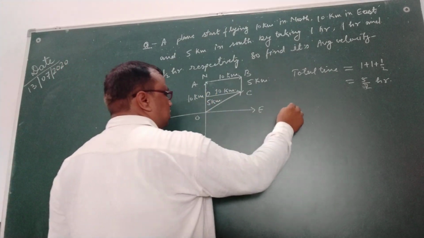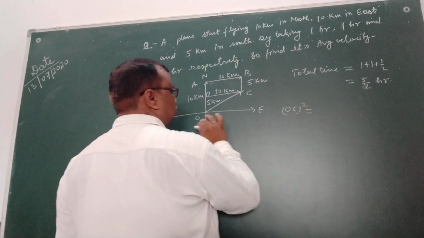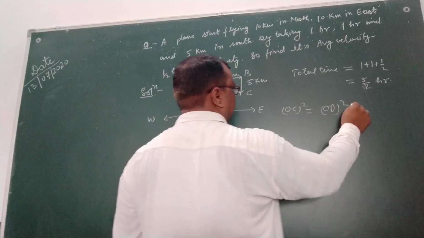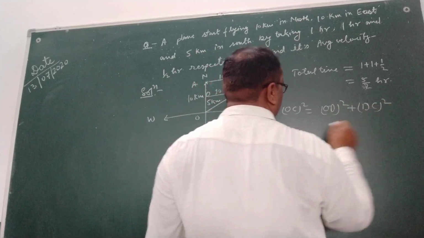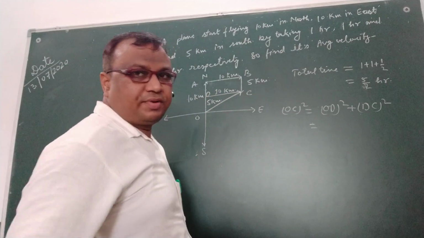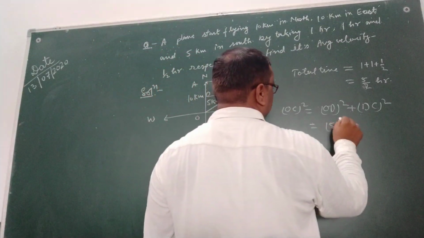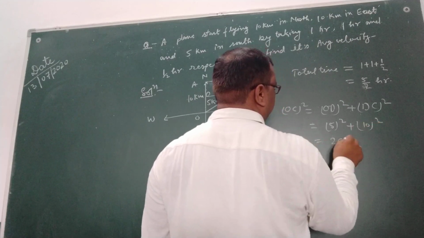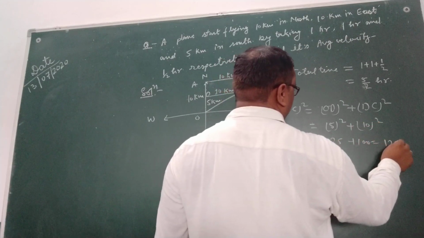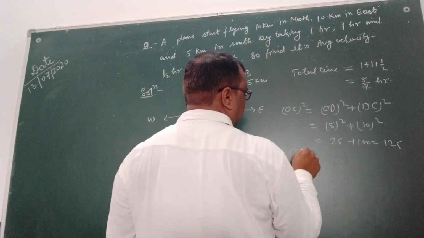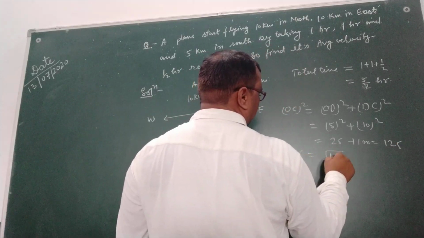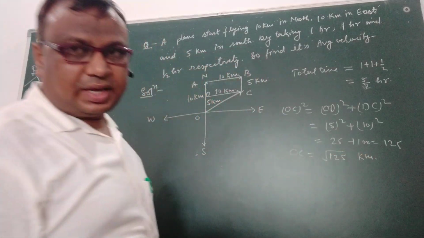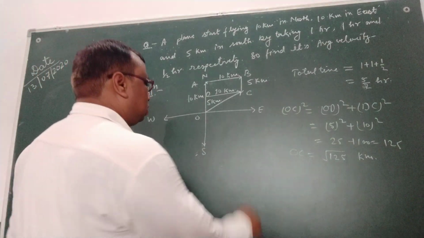We know that OC square is equal to OD square plus DC square. So OD square is 5 squared, and DC is 10. So 25 plus 100, 125. So OC is under root of 125 km.